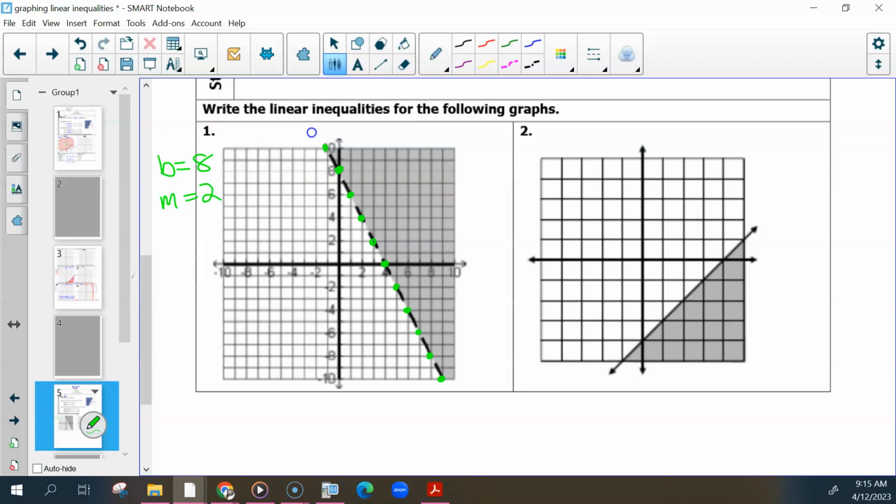Okay, so we have our slope, we have our y-intercept. This is a dashed line, so it's either going to be less than or greater than. If we're looking at our y-intercept and I draw an up and down arrow, is that shaded above it or below it? Above it. So that has to be greater than. So that would be y is greater than 2x plus b. Questions on that before we continue?